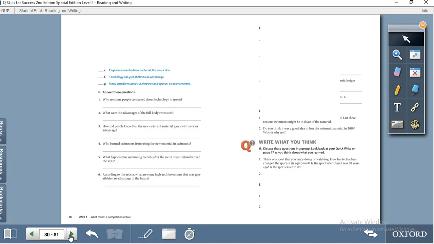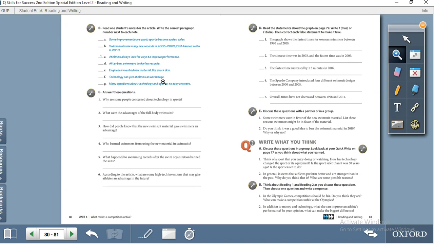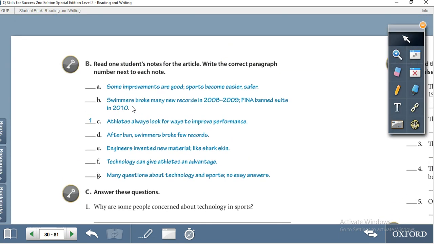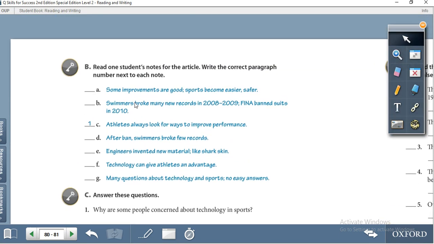Then we have to move to the next page. So you have to rearrange the sentences.